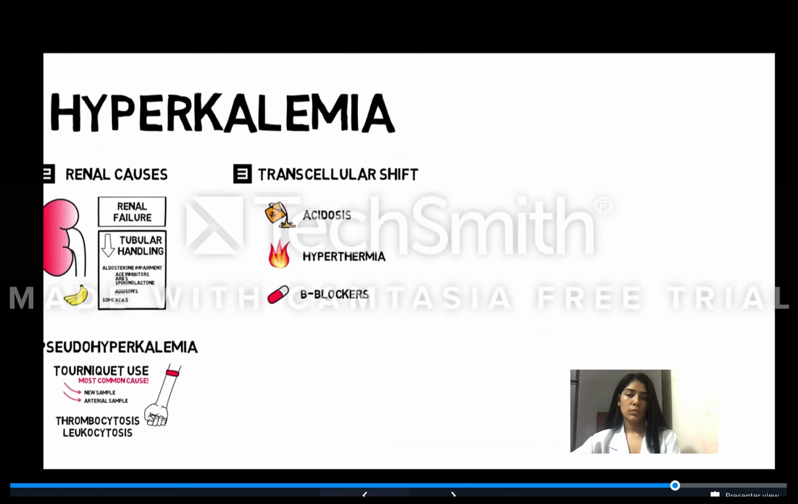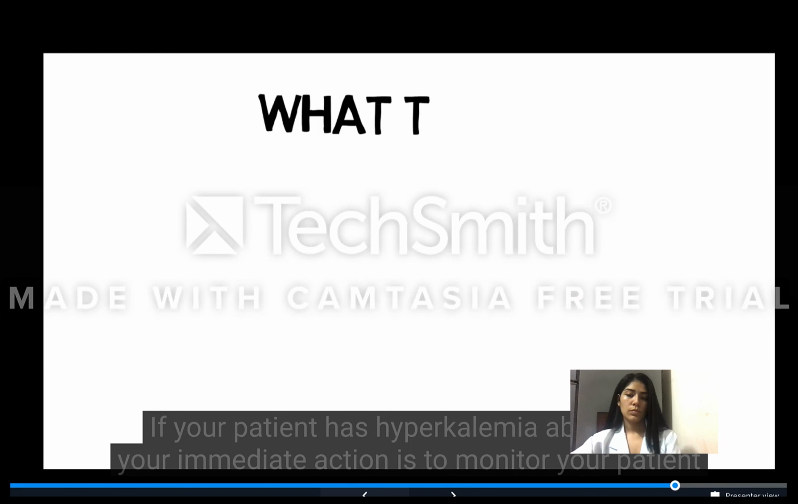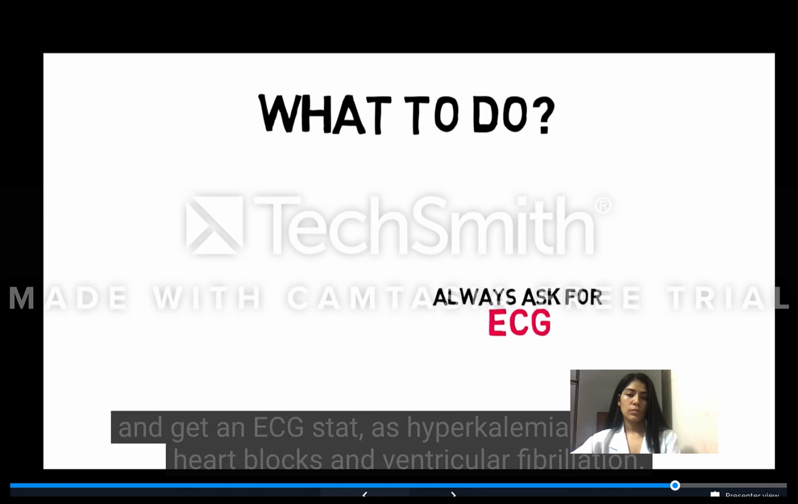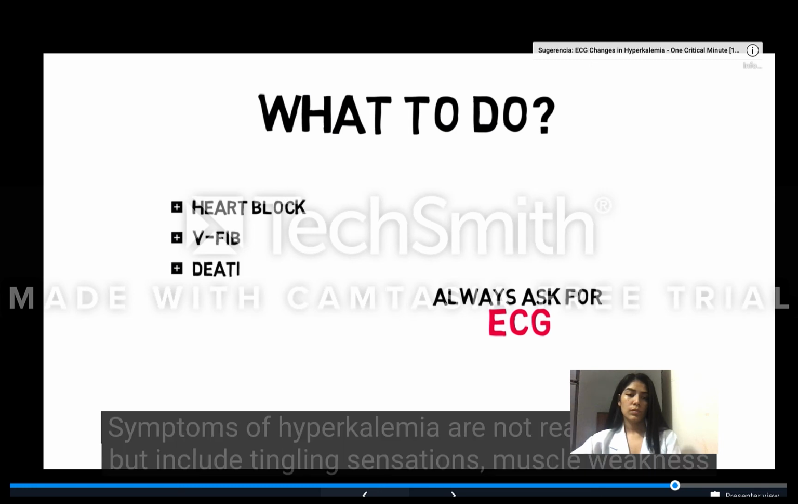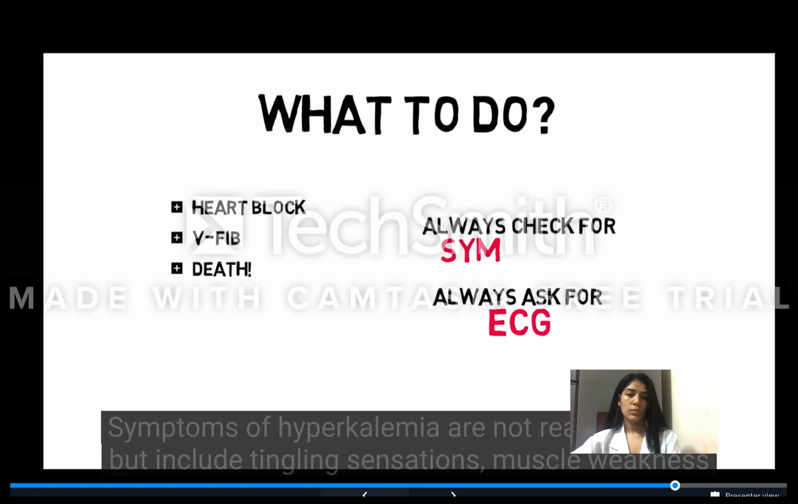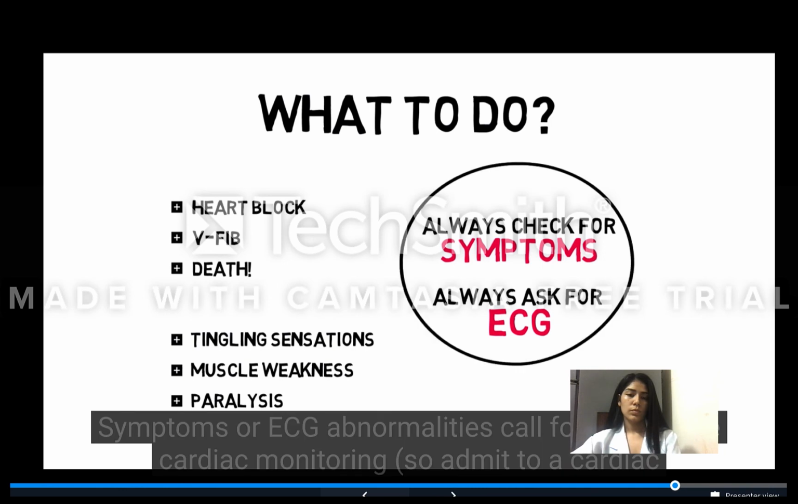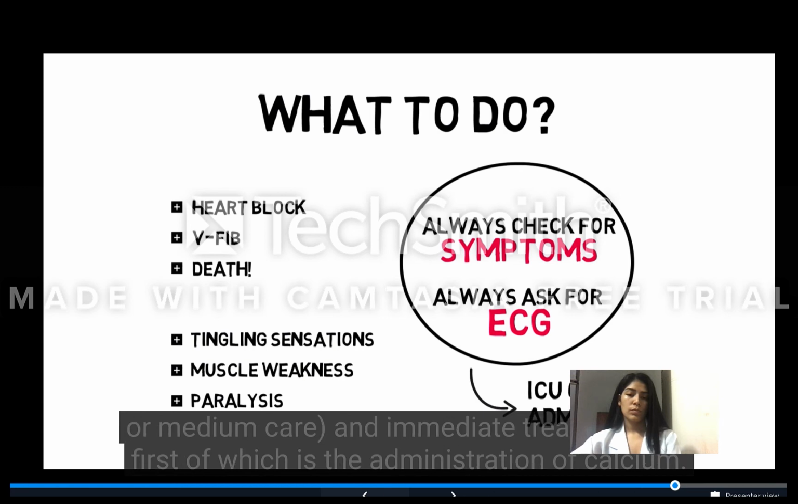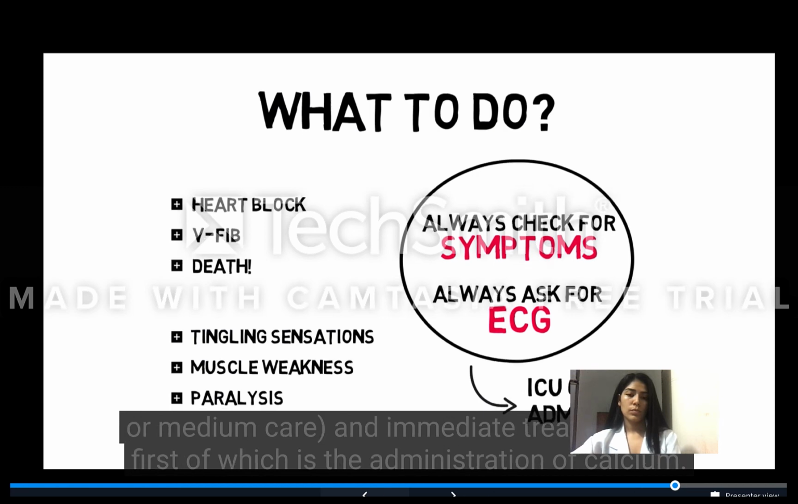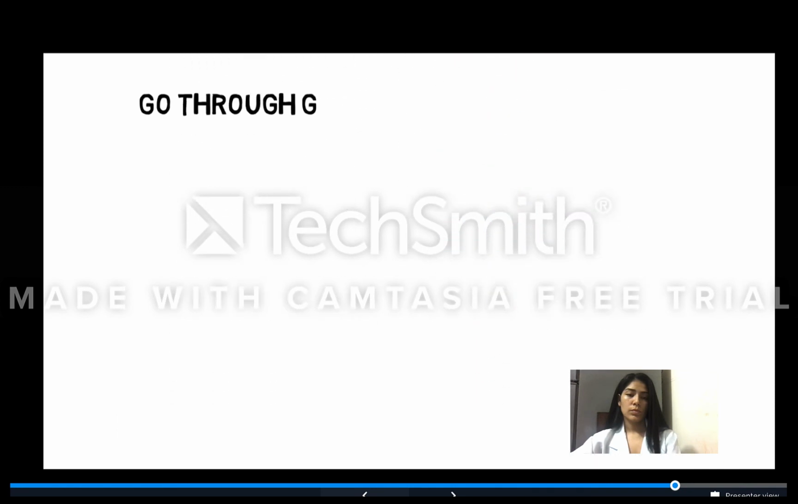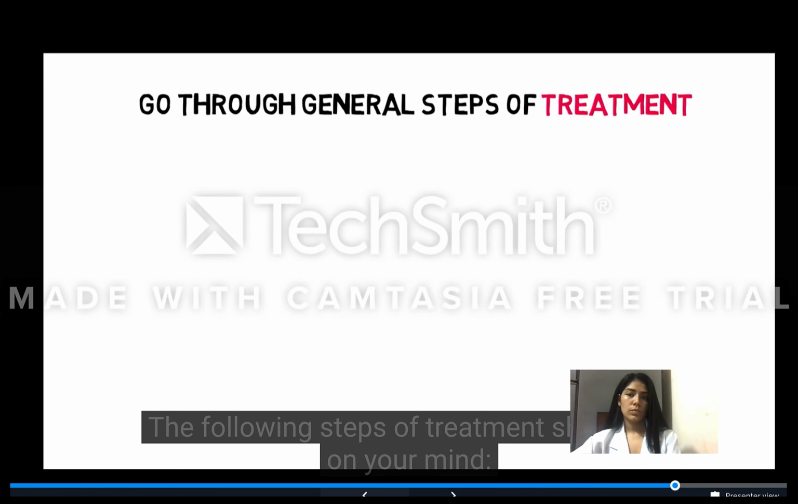If your patient has hyperkalemia above 6.0, your immediate action is to monitor your patient and get an ECG stat, as hyperkalemia can cause heart blocks and ventricular fibrillation. Symptoms of hyperkalemia are not really specific, but include tingling sensations, muscle weakness, and paralysis. Symptoms or ECG abnormalities call for immediate cardiac monitoring, so admit to a cardiac or medium care, and immediate treatment, the first of which is the administration of calcium. The following steps of treatment should be on your mind.